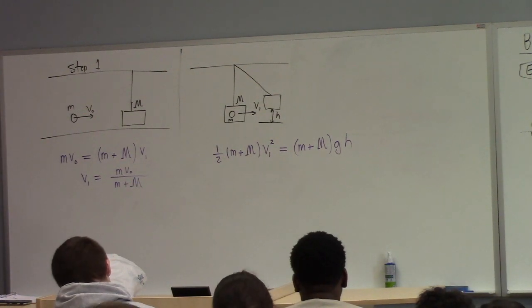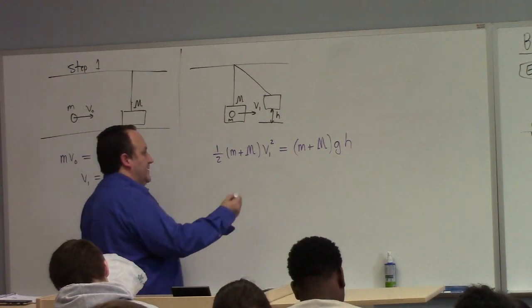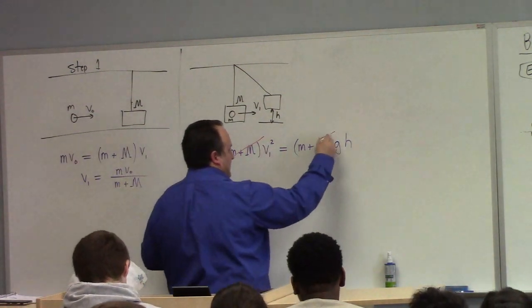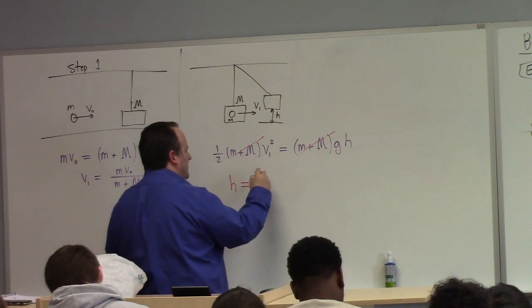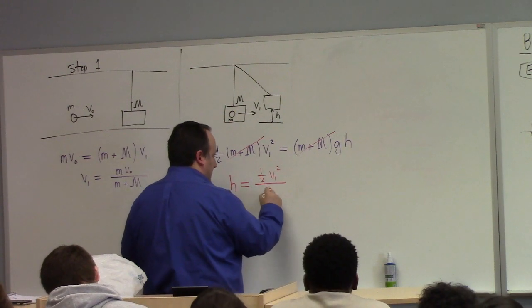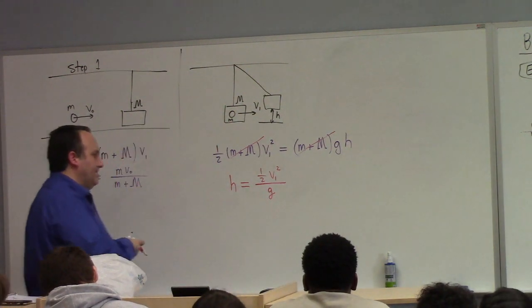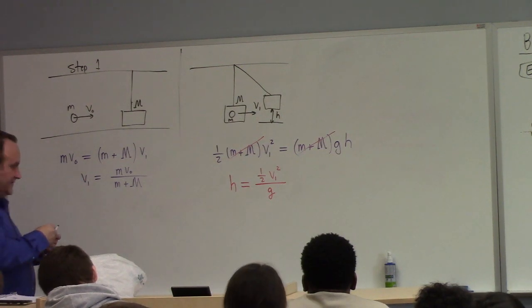Of course, there you can divide by, you see this? We can do some algebra here. So these guys cancel out, and we're just left with H equal to 1/2 V1 squared divided by G, which then we can plug this over into there and get the answer.